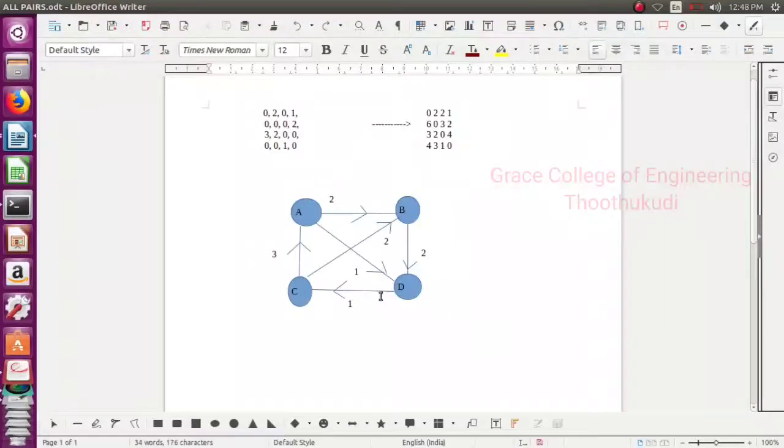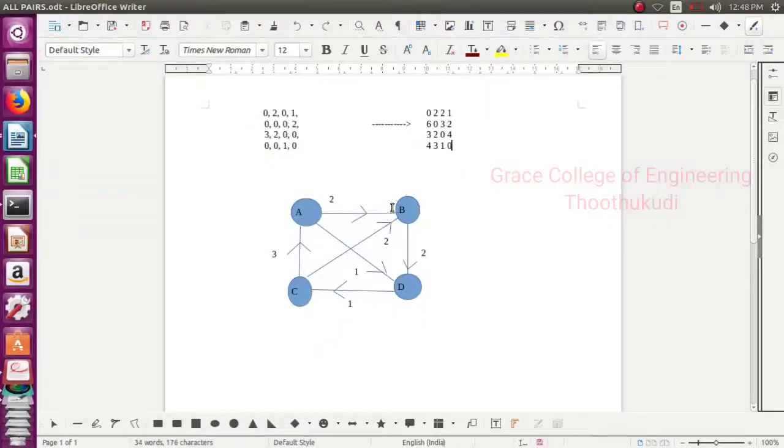Then take the node C. From node C also you have to calculate the shortest distance from C to A, C to B and C to D. In the same way, find the shortest distance from D also: from D to A, D to B and D to C. So this is called the all pairs shortest path algorithm. So in our example, first you find the all pairs shortest paths.